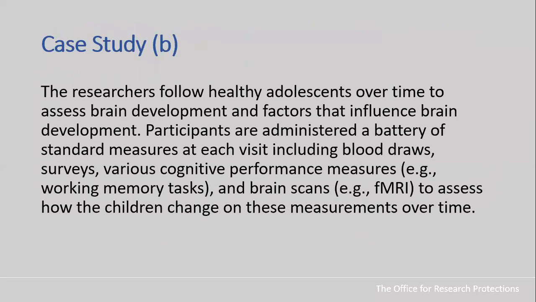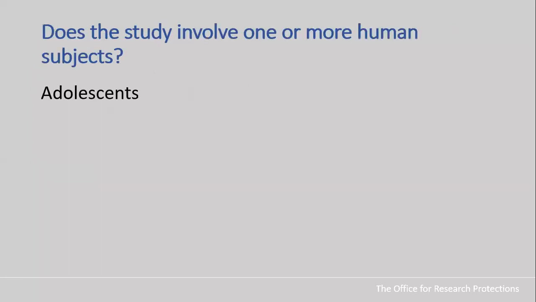Let's take another study. Here we have researchers who are following healthy adolescents over time to assess brain development and factors that influence brain development. The participants are administered a battery of standard measures at each visit, including blood draws, surveys, various cognitive performance measures, and brain scans, to assess how the children change on these measurements over time. So here, does the study involve human subjects? Yes, we have those adolescents.